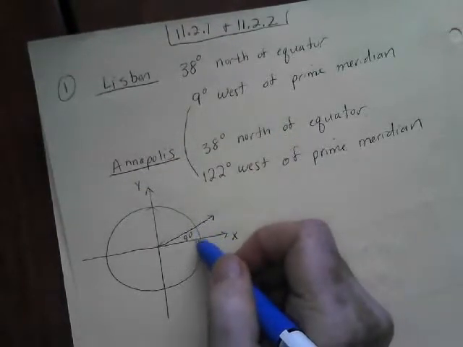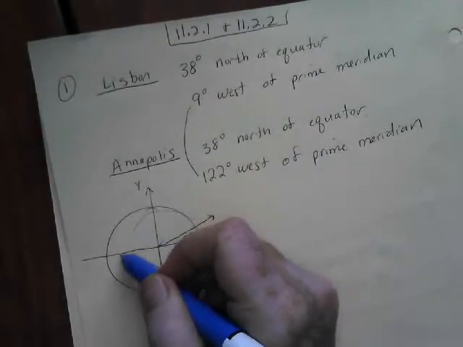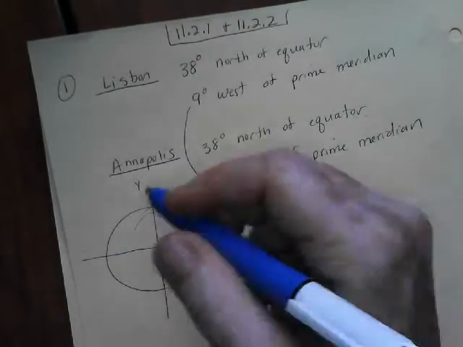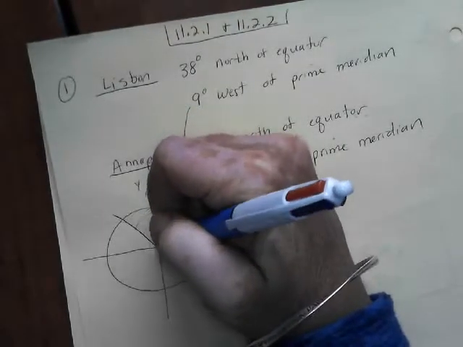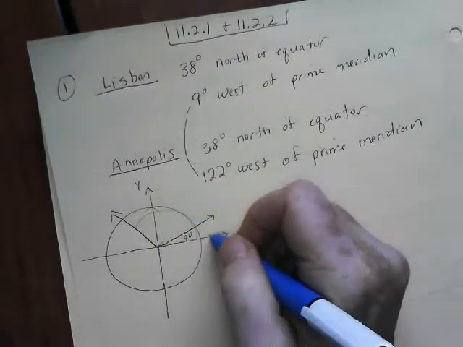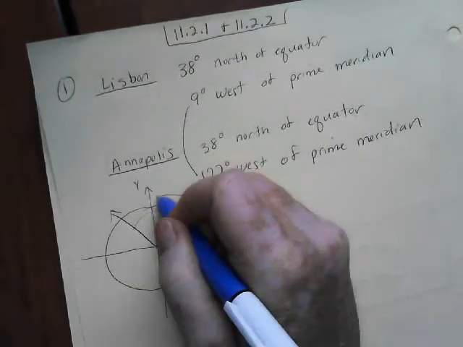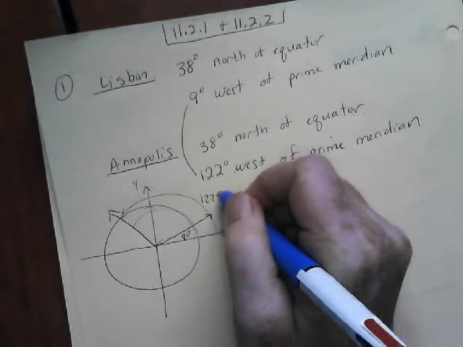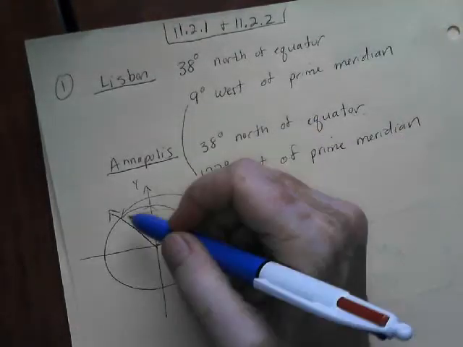If I open up like that, well, all the way down to there would be 180. That's 90. So it's somewhere in here. That would be 122 degrees.